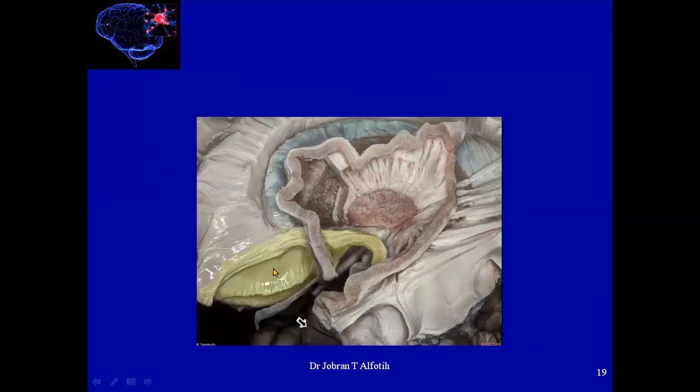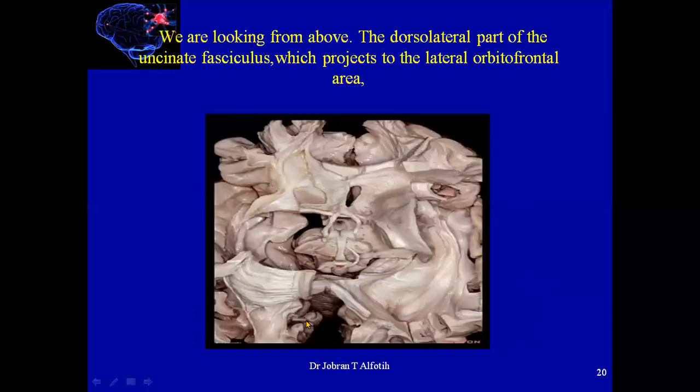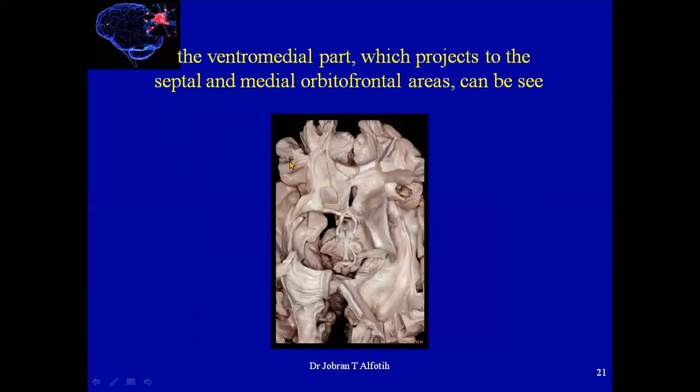Here is the orbitofrontal area. Here is the uncinate fasciculus. Here is the temporal pole. We are now looking from above. Here is the dorsolateral part of the uncinate fasciculus, which projects to the lateral orbitofrontal area. And here is the ventral medial aspect of the uncinate fasciculus, which projects to the septal area and also the medial orbitofrontal area.